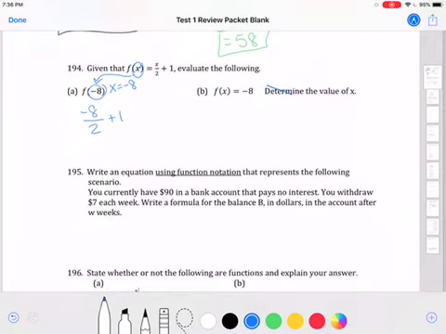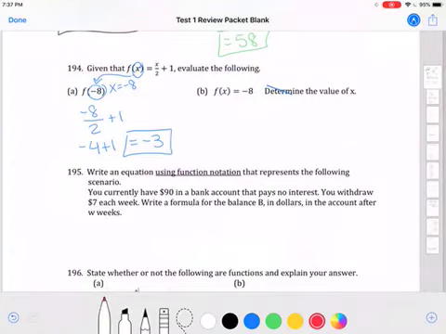Once you plug in that negative 8 for x, you PEMDAS it to simplify. I have to divide before I add, so negative 8 divided by 2 is a negative 4. The plus 1 comes down. And then all I have left is addition. Negative 4 plus 1 is a negative 3 as my final answer.